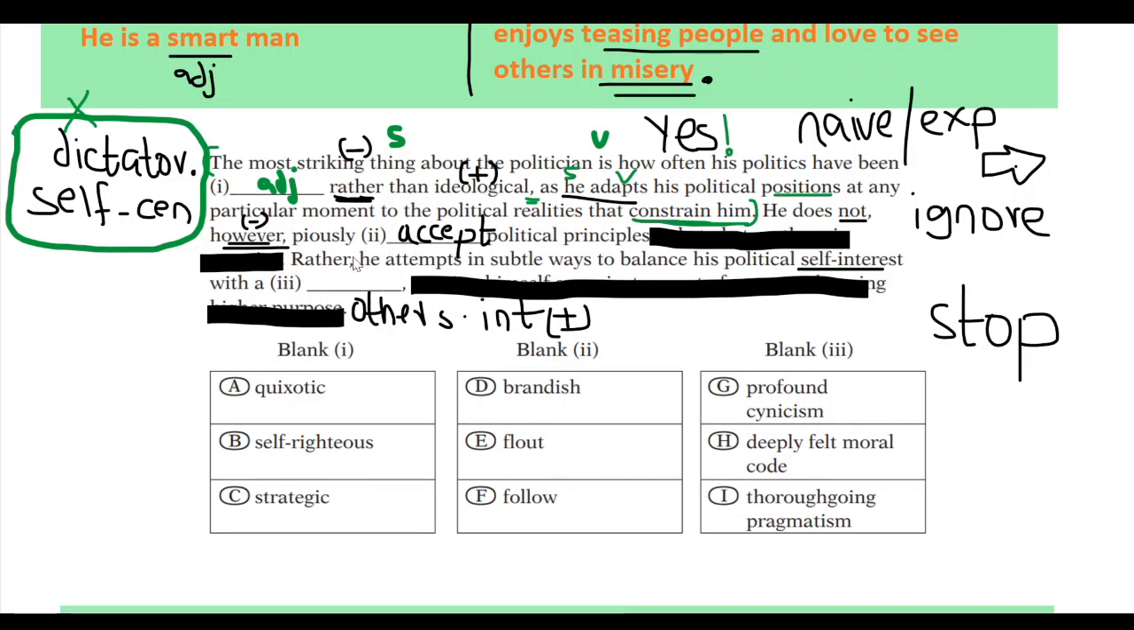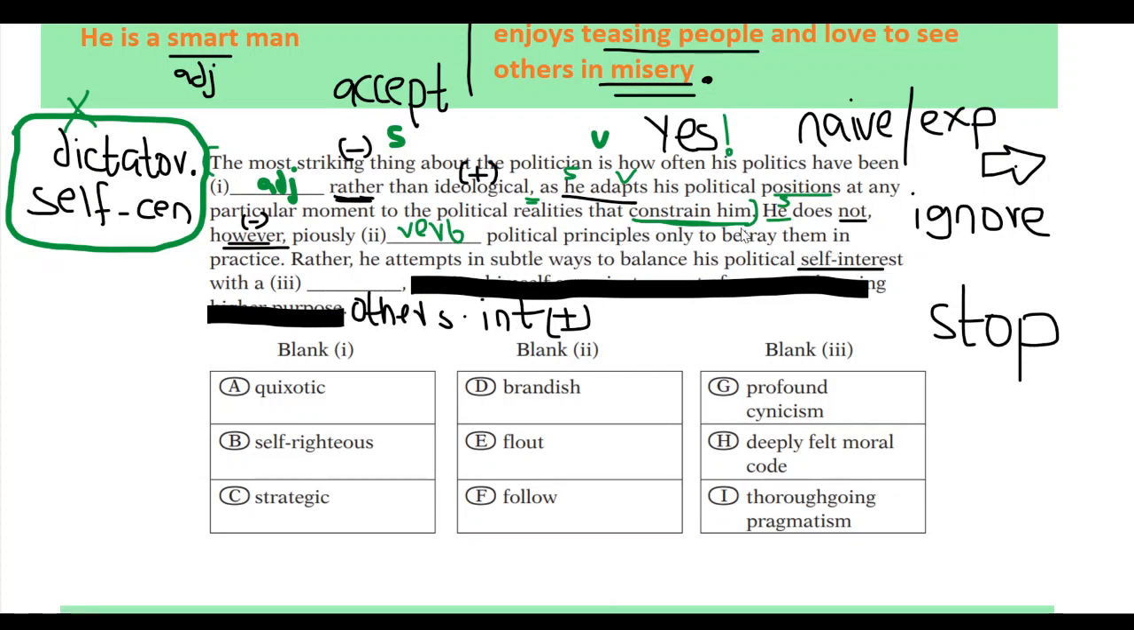He does not, however, piously dash. Let me just remove it so that you don't get confused. Let me write it over here, except, just so that you can know that my initial guess was except. He does not, however, piously dash. Again, he is the subject over here. Does not, however, piously. Already I know, according to my structural analysis ability, that this is going to be some form of verb. He does not, however, piously dash political principles, only to betray them in practice.